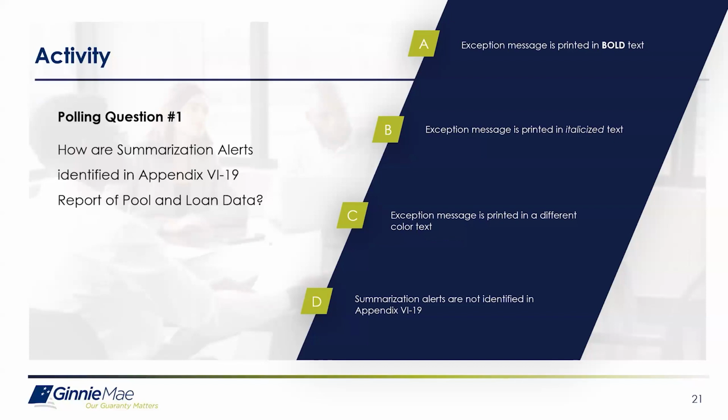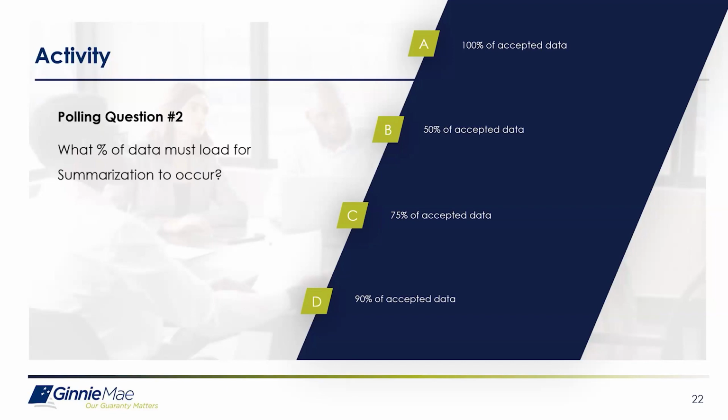Okay, if we can show polling question number 2. There we go. What percent of data must load for summarization to occur? And I think I may have repeated this one multiple times. All right. And the answer is D, 90% of accepted data. All right, very good.